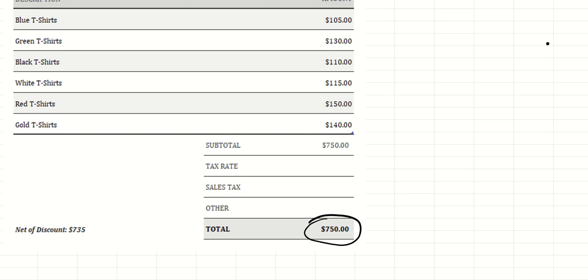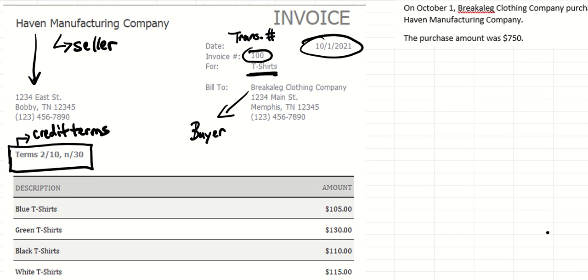So if Break a Leg Clothing Company makes the payment after the discount period, then this is the amount that they'll have to pay, $750. If they make the cash payment within the discount period, this is the payment amount that they'll be making, $735, because that will be net of the discount.